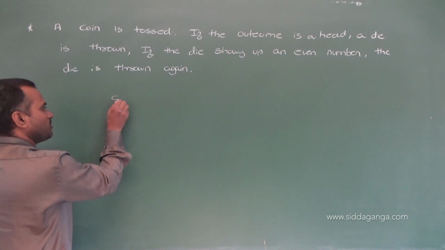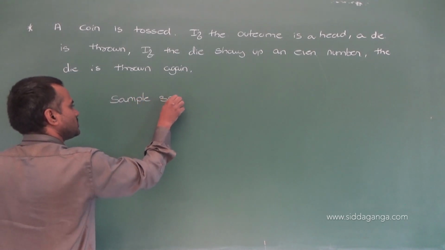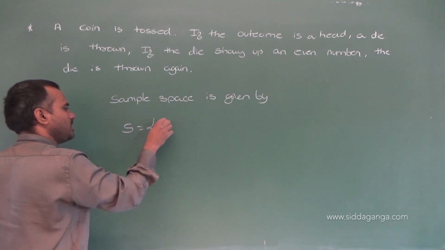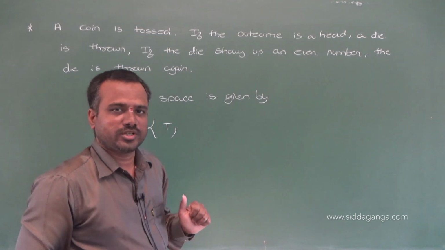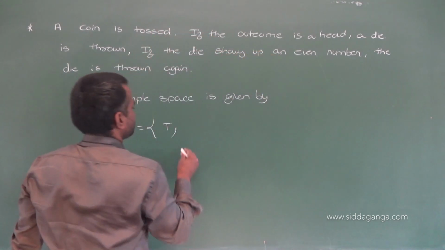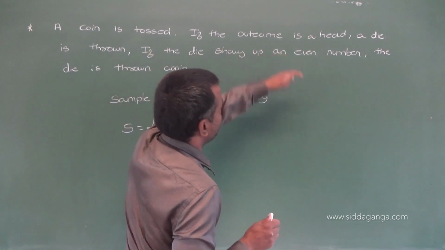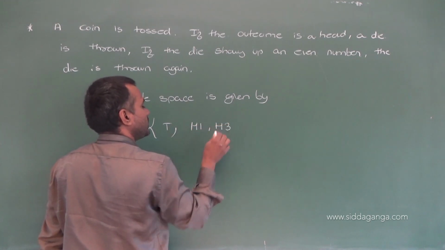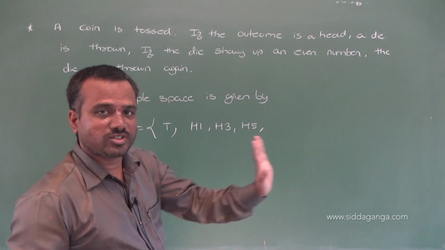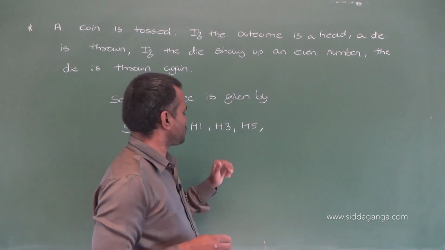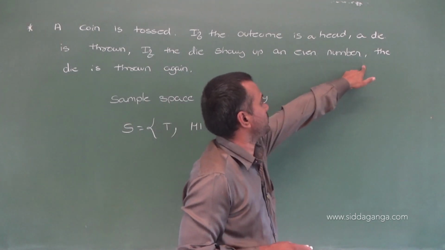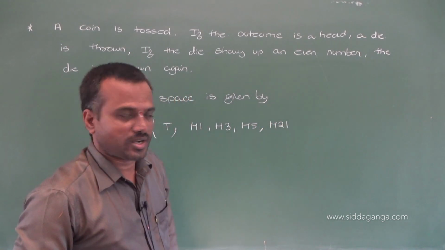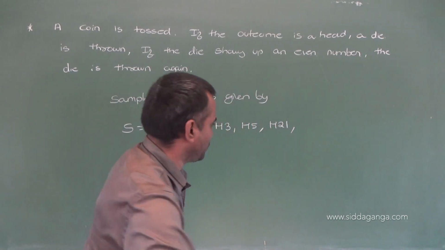So better first we write the sample space. The sample space is given by S equals. Firstly I write tail because it should stop. It will not continue. If the outcome is head, a die is thrown. If the die shows an even number, the die is thrown again. For that, I write odd numbers firstly: H1, H3, H5, because it will stop, it will not continue. Tail, it will stop, H1 stop, H3 stop, H5 stop. Once again, if it shows an even number, the die is thrown again. Then we write H2, 1.